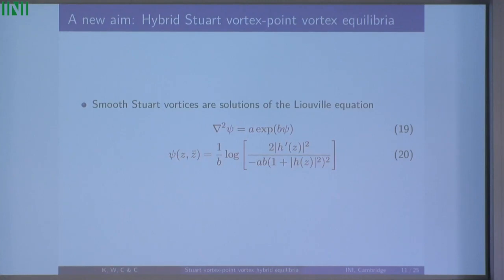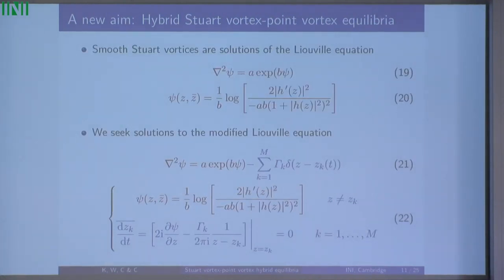If you take the Liouville equation, what we want to do is to obtain solutions for the modified Liouville equation, where we have added a bunch of point vortices. But the point vortices, of course, are unsteady. They can move about, and so if we want steady solutions, we have to impose the condition that they are stationary.